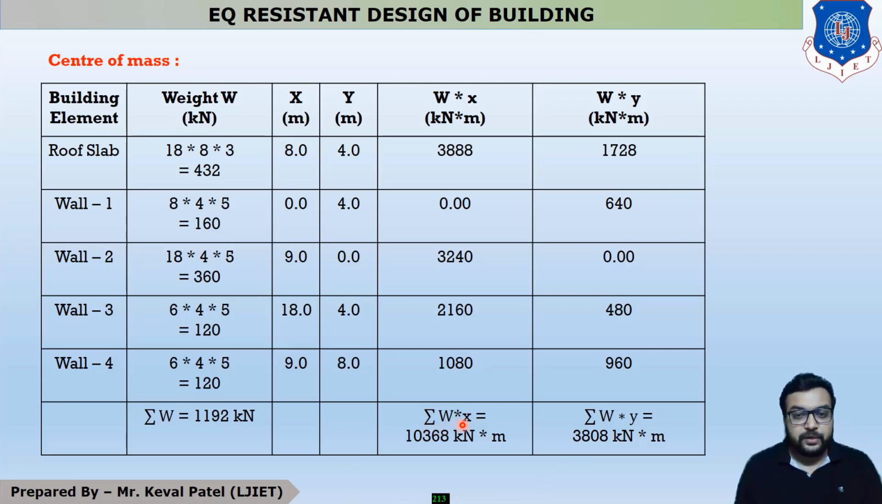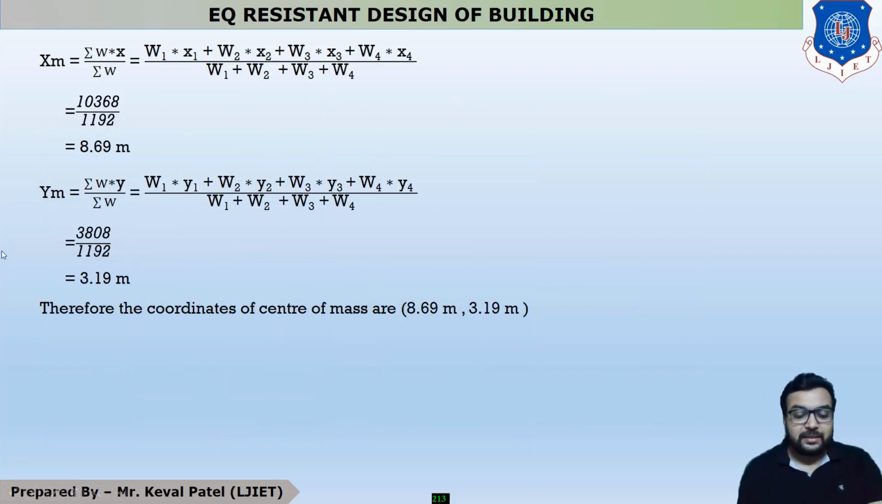So this is our summation of w into x divided by summation of w. You will get your answer in x direction as 8.69 meter, and our answer in y direction, which is summation of w into y divided by summation of w, is 3.19 meter. So the coordinates of the center of mass are 8.69 and 3.19.